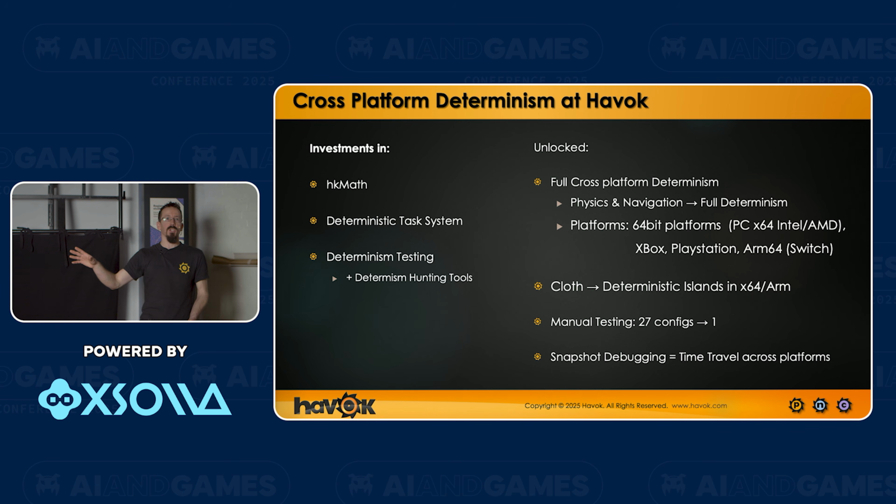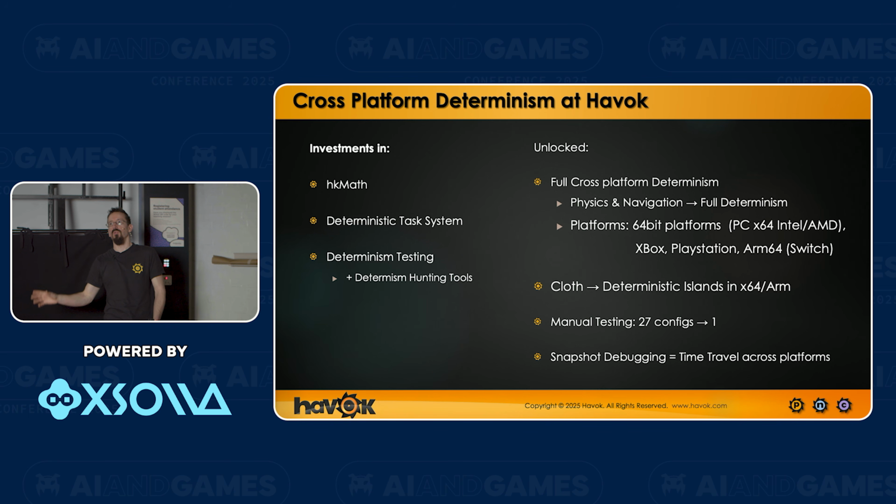For physics and navigation, we go for full determinism: PC, x64, Intel, AMD, Xbox, PlayStation, ARM64, Switch. For cloth, we soften it a little bit because we really, really like fast inverse square root. So we have islands of determinism. ARM is its own thing, and x64 is its own thing. So these are the guarantees. We still get good snapshotting and all of the benefits there. We reduced our manual testing from 27 to 1 configuration, which is amazing because everyone hated it.